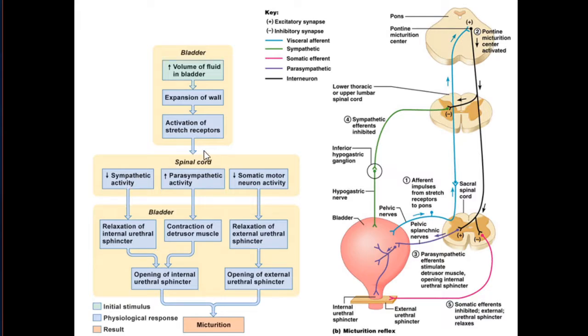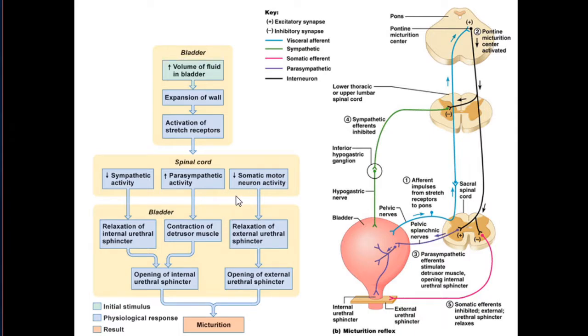And what happens in the spinal cord? These impulses will decrease the sympathetic activity, which will cause relaxation of the internal urethral sphincter and lead to its opening. It will also increase parasympathetic activity, which will lead to contraction of the detrusor muscle.